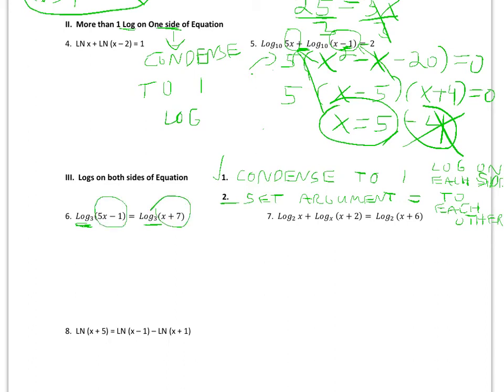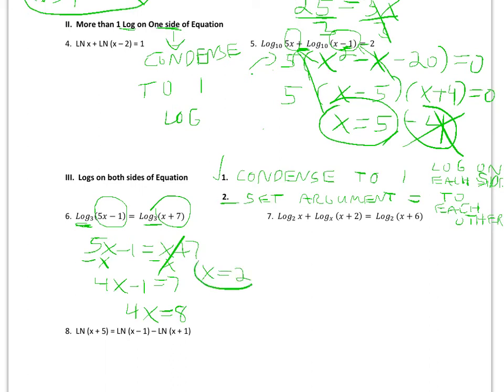So I literally can cancel out the log base of 3. So you're just going to have 5x minus 1 equals x plus 7. And it's a simple linear equation you solve for. We can subtract x from both sides, so it's 4x minus 1 equals 7. After you add 1, 4x equals 8. Divide by 4, you get x equals 2. Very, very simple one. Just set the arguments equal to each other.